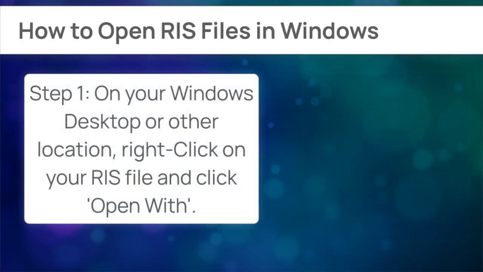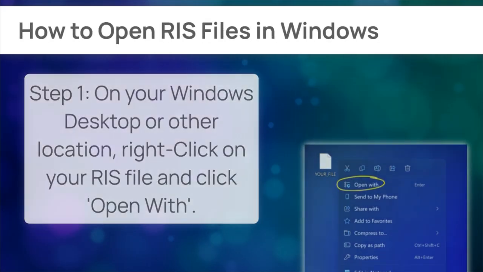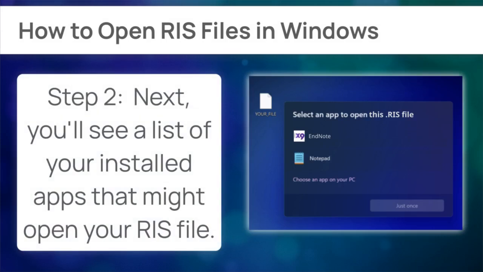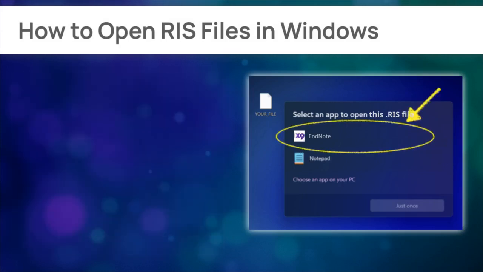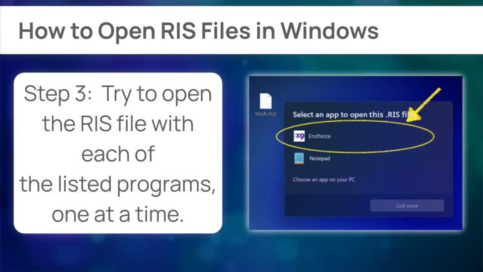To resolve the application failure, right-click your RIS file and choose Open With. Check for EndNote and test it first. If it's missing, select another program from the list. We need a successful file association.